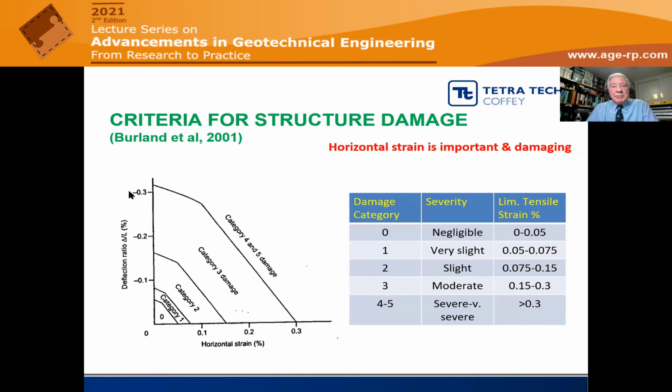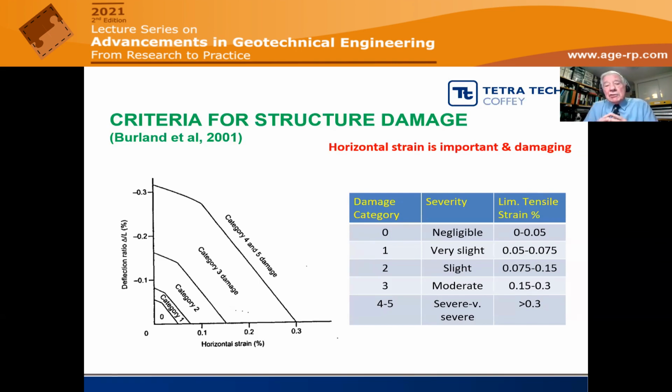And this is a diagram that was developed by Professor Burland and his colleagues. It shows on the vertical axis the deflection ratio, so that's the delta on L, if you like, so minus 0.1%, so that's 1 in 1,000, 1 in 500, 1 in 300. And these are different categories of damage going from very little, 0, to very severe. And you see if a particular angular distortion is associated with a large horizontal strain, then the level of damage that you may expect is really quite large.